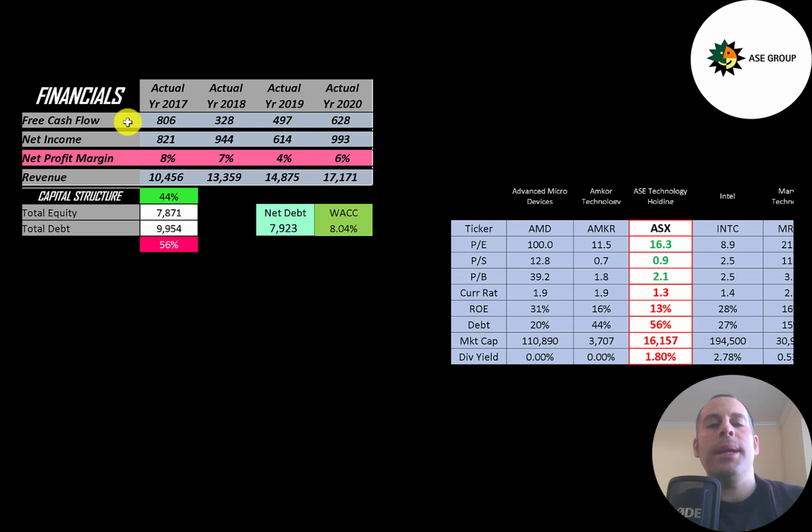So you can see the company has positive free cash flow each year, fairly consistent from 800 million down to 630 million. Net income is the profit and loss on the income statement. That's revenue minus expenses. That's also pretty consistent from 820 million to 1 billion. Revenue is the sales for the company, and that grows a lot each year from 10.5 billion to 17 billion.